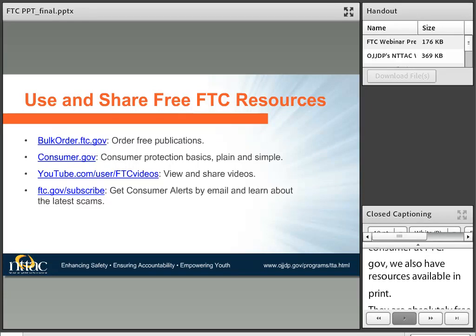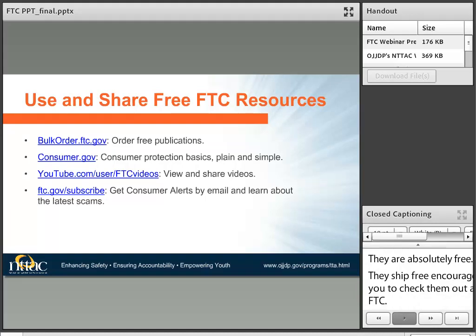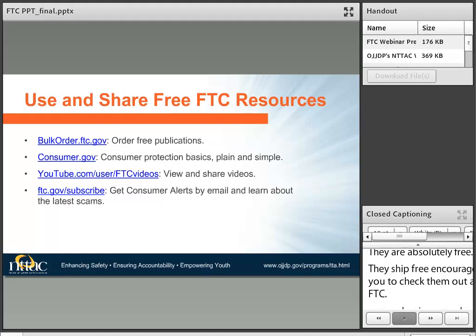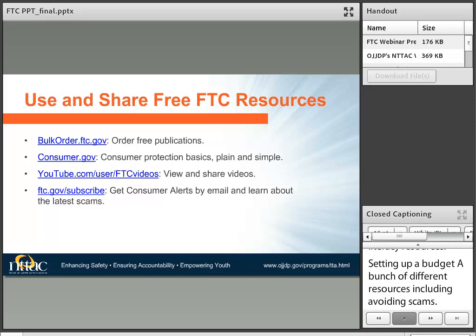We have resources on buying a used car. We have various financial literacy resources, setting up a budget, a bunch of different resources, including avoiding scams. So I definitely encourage you to check that out. We also have our videos available at YouTube, and if you'd like to get our consumer alerts to keep up with the latest scams, you can subscribe to them. But otherwise, that's it, and we can start answering some of your questions.